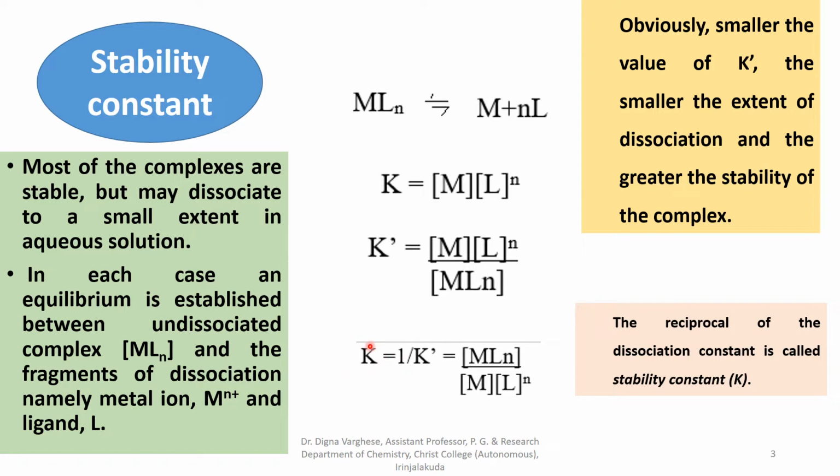What is the stability constant? The reciprocal of the dissociation constant is called the stability constant. Most of the complexes are stable, but they undergo some dissociation and form an equilibrium between the dissociated fragments and the undissociated fragment. K' is the concentration of M into concentration of L raised to n divided by the concentration of MLn, where K is 1 by K'. If the value of K' is smaller, the complex is highly stable. If the value of K' is high, the complex is unstable. So the reciprocal of the dissociation constant is called the stability constant.